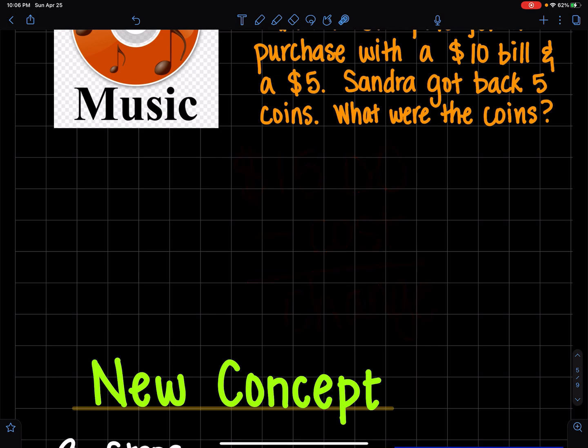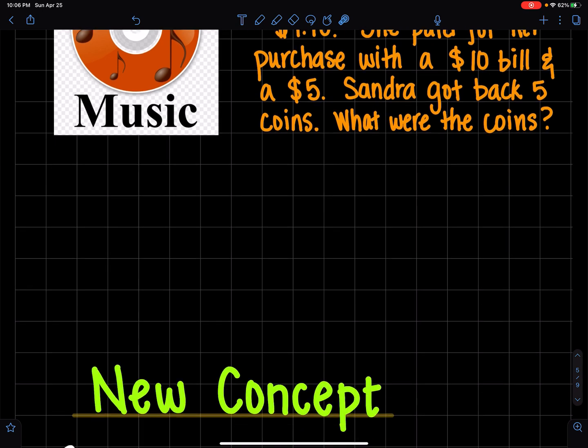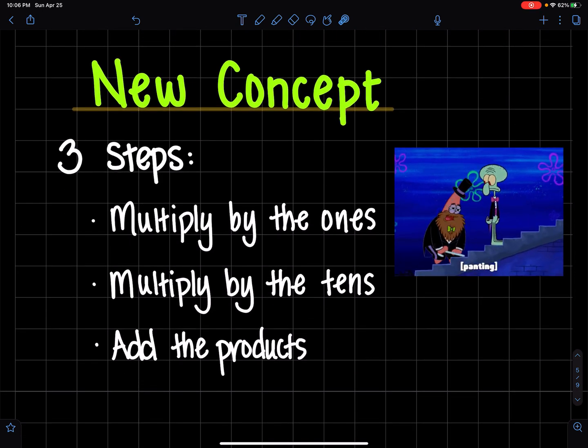And then you have to turn the change into 5 coins. And it says one of them is not a $50. So you're going to have to figure out how many quarters, how many dimes, how many nickels, how many pennies. All right, so you're definitely going to have to pause it there because that is a lot of work to do. And while you're doing that, I'm going to move on to the new concept.